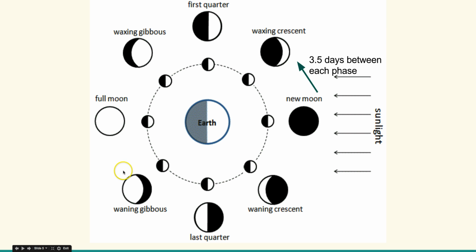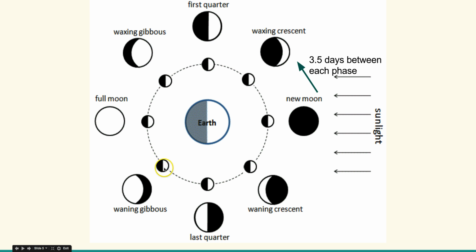And we call the shrinking phases waning phases. And during our waning phases, the left-hand side of the moon is lit up. So our next phase is the waning gibbous. Now the reason the left-hand side is lit up is that now we're on the Earth and we're looking back on the moon this way.